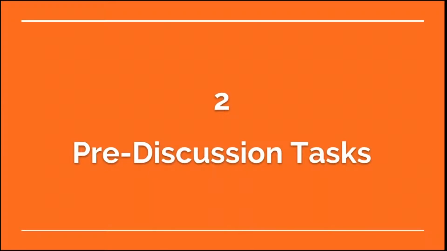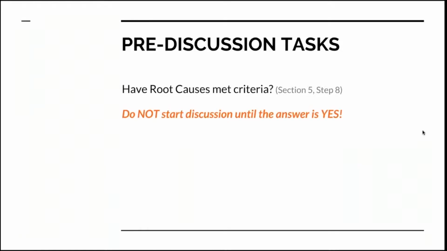So now we're in part 2, and we're going to go over the pre-discussion tasks. And the very first and most important thing to remember and to check on is, have your root causes met criteria? And this is under section 5, step 8. If they have not yet met criteria, don't start the discussion until it has met criteria.